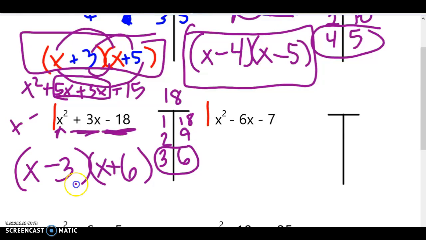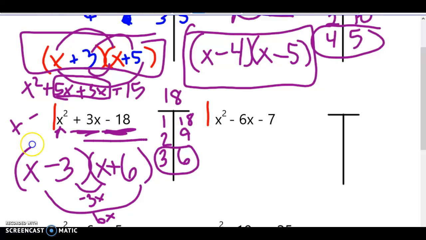So if I multiply that back together, I get negative 3x in the middle and positive 6x. Does that give me positive 3x? Yes. So therefore, I know that this is my solution.